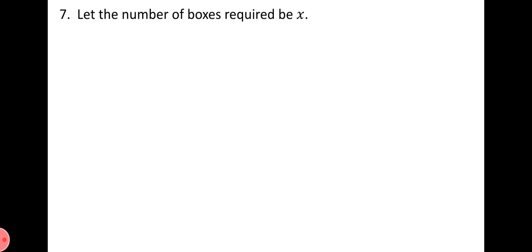Next, question number 7. A batch of bottles were packed in 25 boxes with 12 bottles in each box. If the same batch is packed using 20 bottles in each box, how many boxes would be filled? Now it is given that one batch has 25 boxes and in each box there are 12 bottles filled. But suppose in the same batch, if in one box 20 bottles are filled, then how many boxes can be kept in that batch? So for the solution, let the number of boxes required be x.